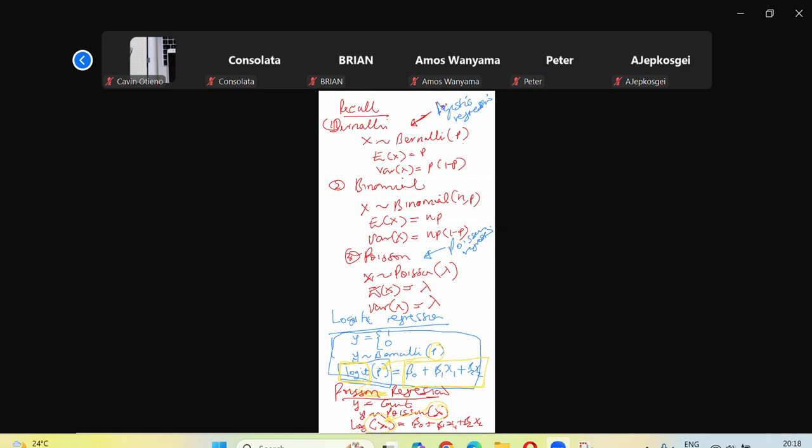So I'm just repeating my question. For logistic regression, what is the link function? Logit. What is it for Poisson regression? What is the link function? Log. Well, after you write the link function, what do you put inside the bracket of the link function?